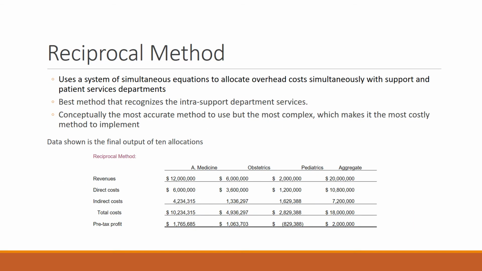Reciprocal method of cost allocation uses a system of simultaneous equations to allocate overhead costs simultaneously with support and patient services departments. Best method that recognizes the intra-support department services. Conceptually the most accurate method to use, but the most complex, which makes it the most costly method to implement. The data example shown below is the final output of 10 allocations.